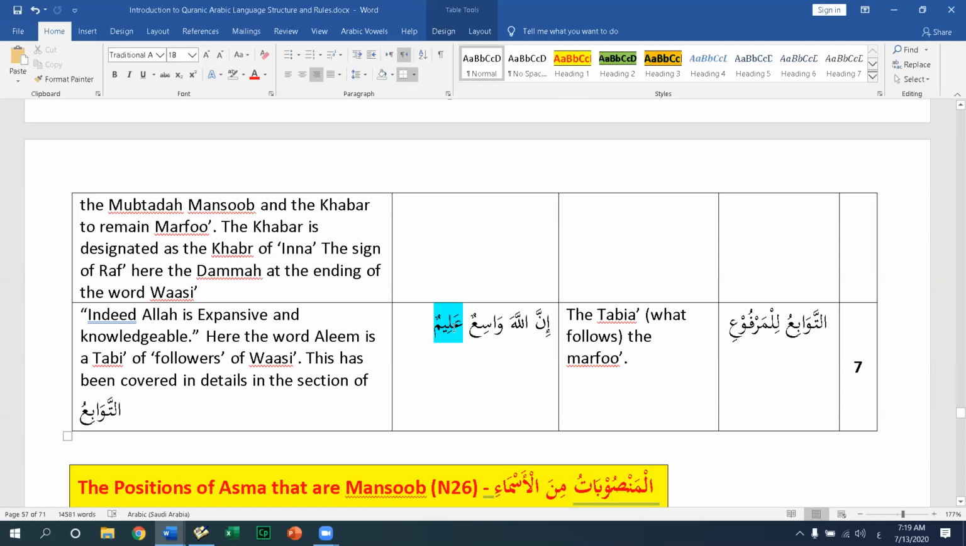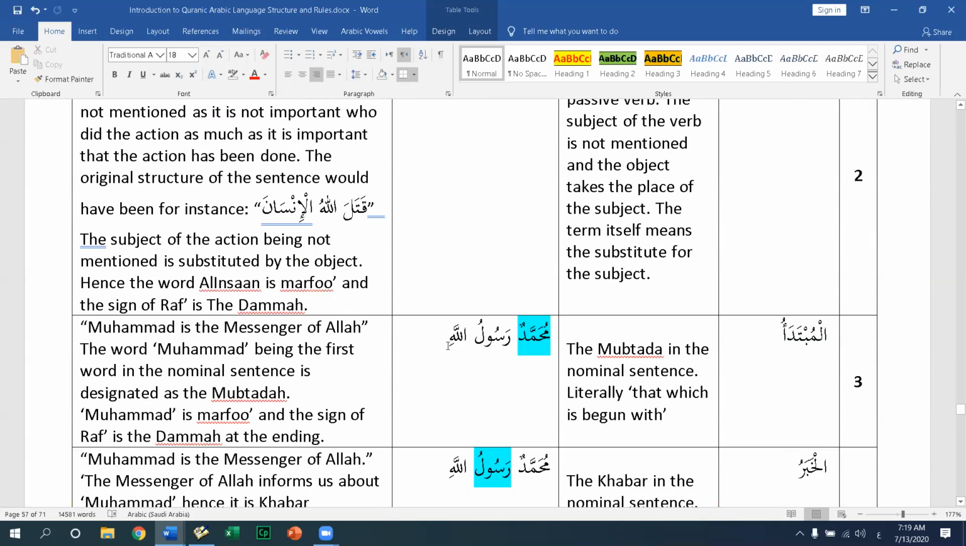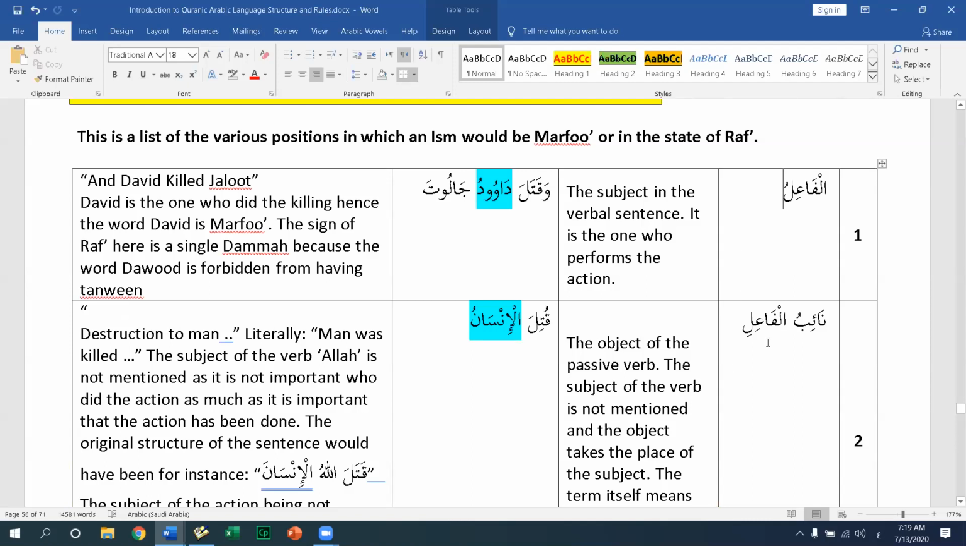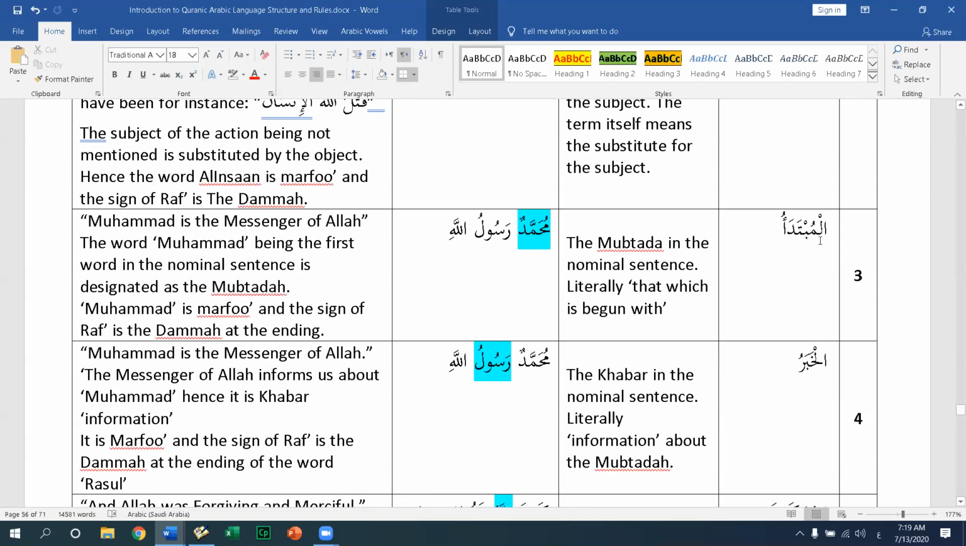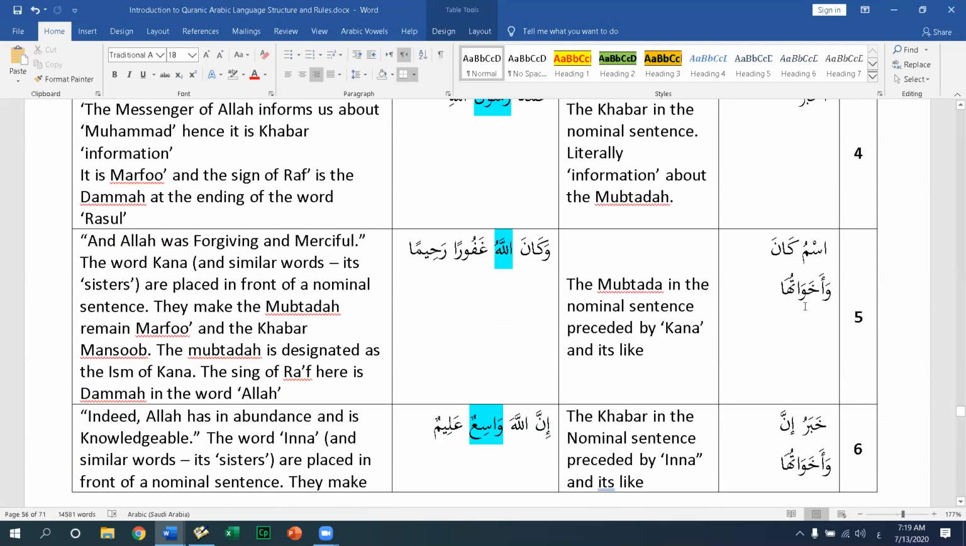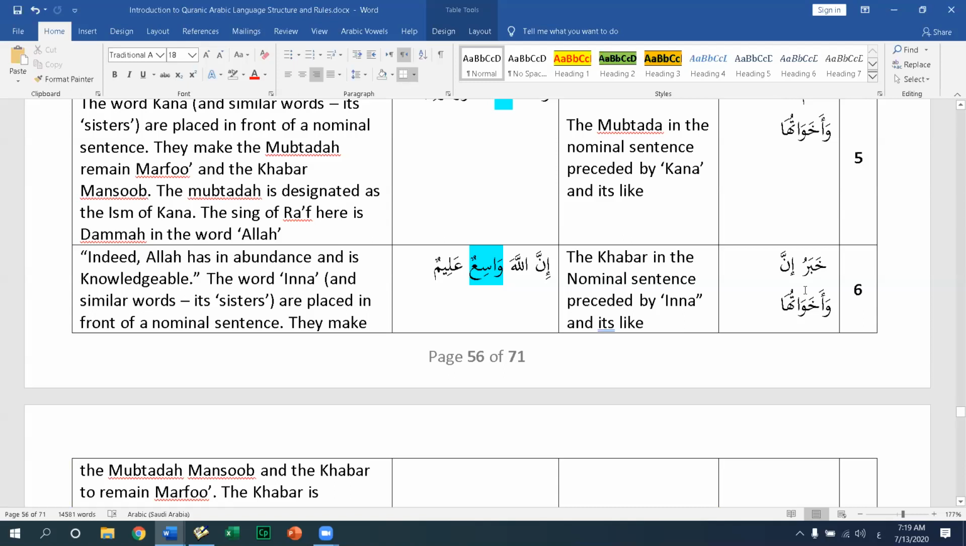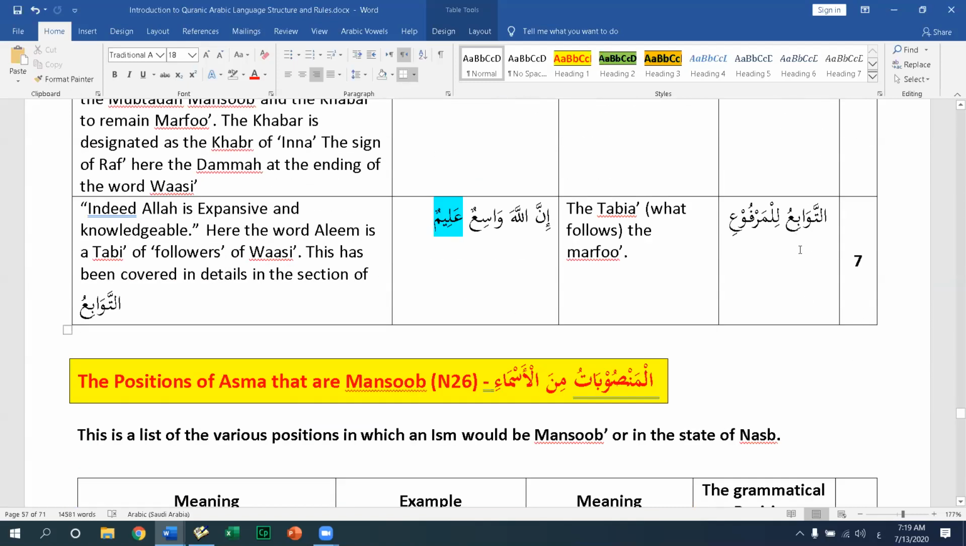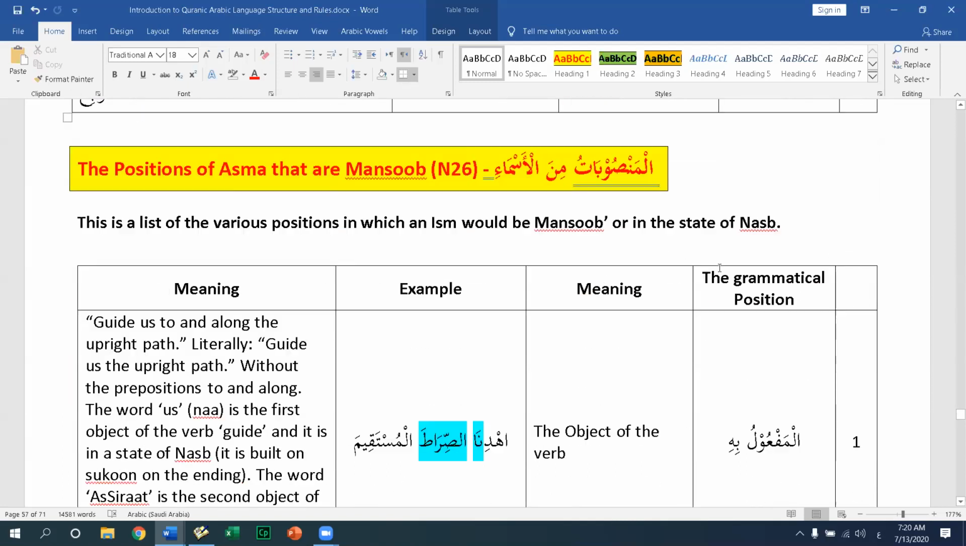So this sentence, what badal means, you can say inna Allah wasi'un or you can say inna Allah alimun. So those are the states in which the words are marfu'. Just to go over them quickly again. The fa'il is marfu'. Na'ibul fa'il is marfu'. Al-mubtada'u is marfu'. Al-khabaru is marfu'. Ismu kana wa akhawatuha is marfu'. خبر إن وأخواتها is مرفوع and التوابع للمرفوع are مرفوع also. So those are the 7 cases when the asma are marfu'a.